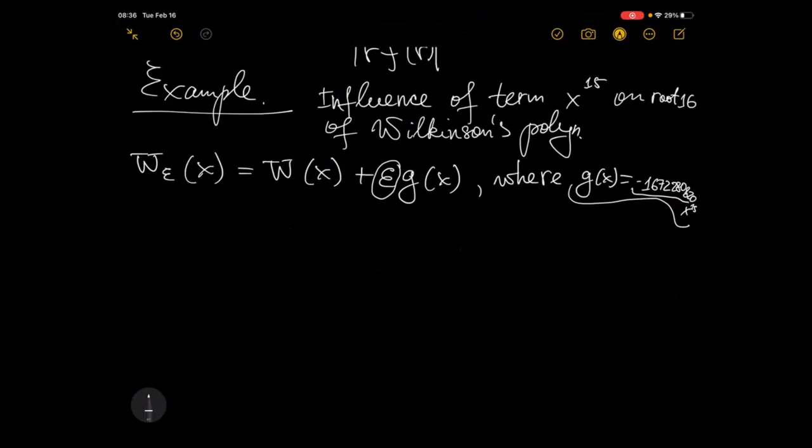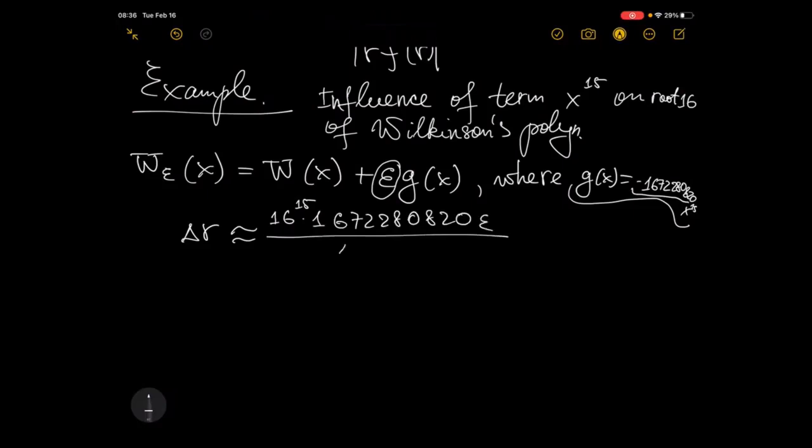Now, if you try to evaluate through the sensitivity formula for roots, delta R will be approximately 16 to the 15th power, the root, multiplied by 1,672,280,820 and by epsilon, divided by 15 factorial times 4 factorial. Which is approximately 6.1432 times 10 to the 13th, times epsilon.